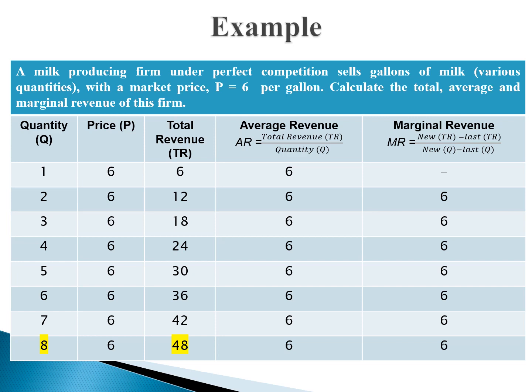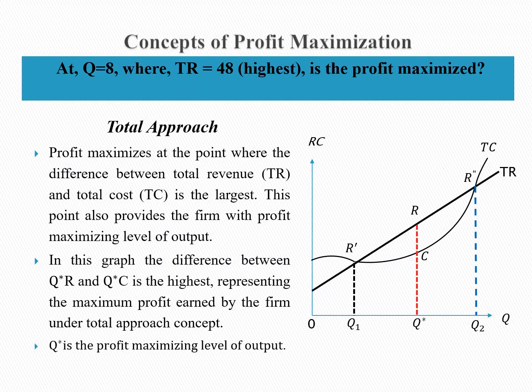So students, if you remember the example from the previous lecture, lecture 1, then you also remember that the milk producing farm actually sold 8 gallons of milk, and at best or at highest earned total revenue equal to 48, where the market price was given as P equal to 6. Now the question is, at Q equal to 8, where the firm has earned total revenue equal to 48 at a market price equal to 6, is the profit maximized?